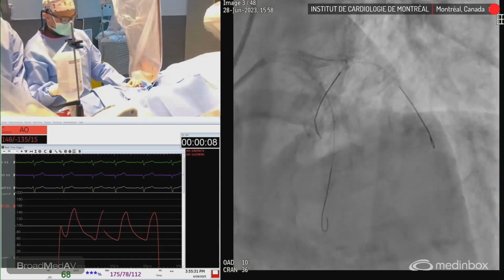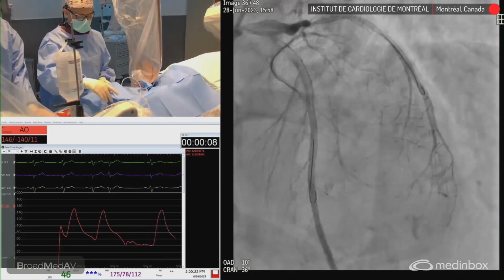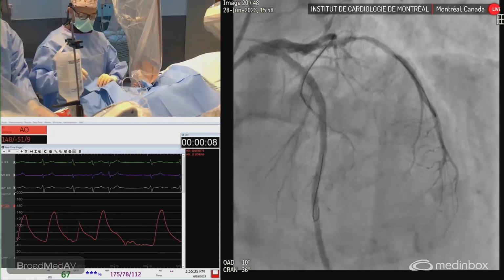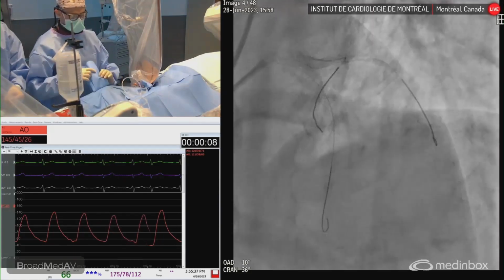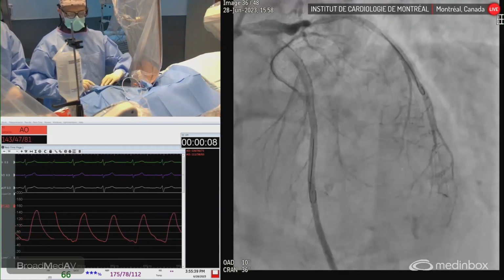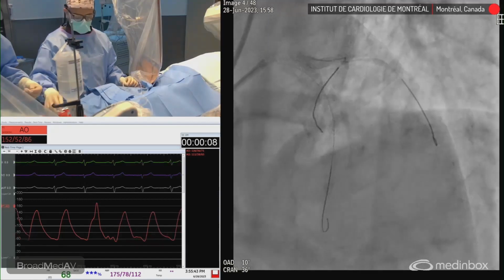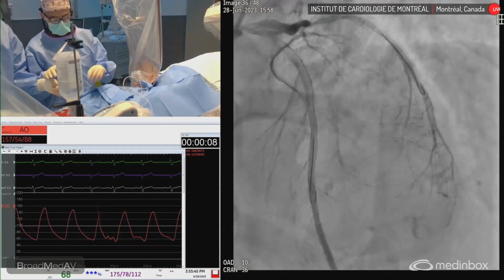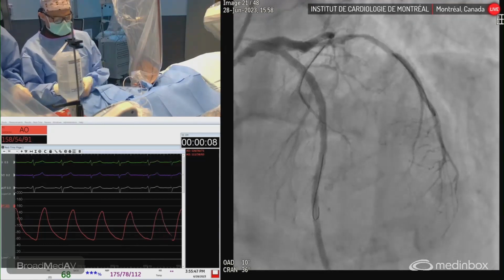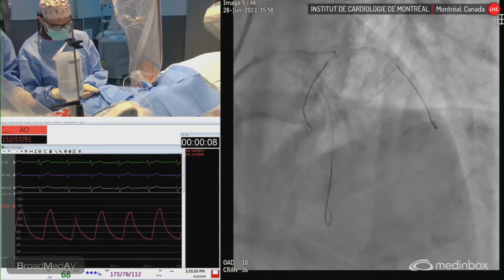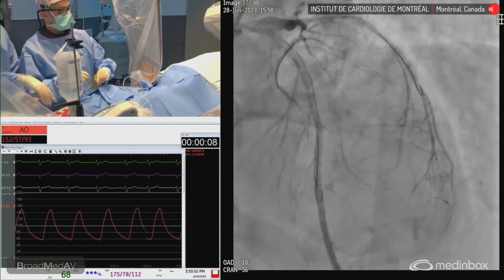Actually, that looks good. Okay. Now I think we should pot. Actually, yeah, I think I'm going to attempt just to rewire. Okay, pot. We're going to pot first, and then I'll rewire. I would pot the left main and then pot the circumflex, because we use a 3.5 in a 5.0 stent in the left main, and I'm worried that you could go under a strut with the wire.